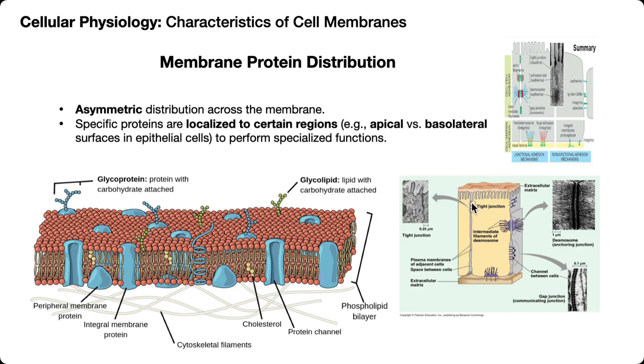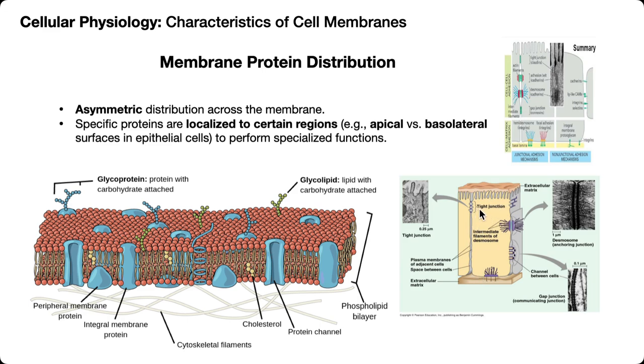So you're going to have proteins up here in the apical region. Those are going to be things like tight junctions. We'll have desmosomes, we'll have adherens junctions, and then here on the basal surface, we're going to have hemidesmosomes. These are all proteins that perform specialized functions.